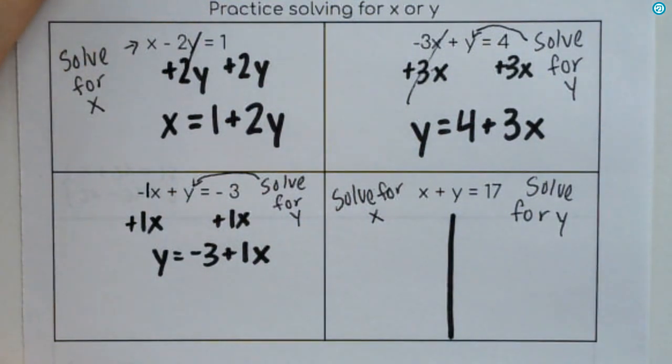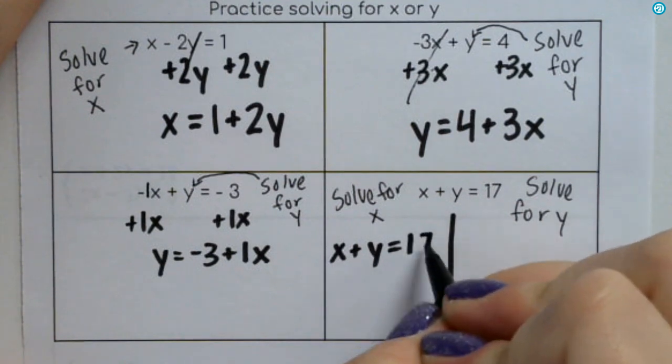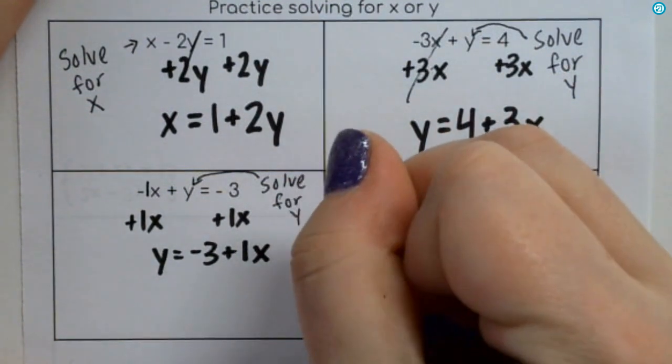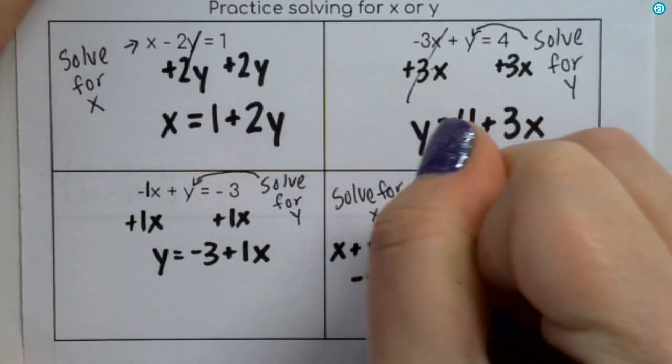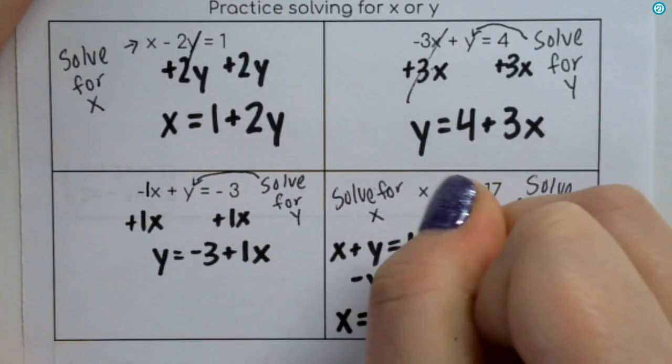So x plus y equals 17. To solve for x, I would get rid of the y. So I'm going to subtract the y, and I will get x equals 17 minus y.